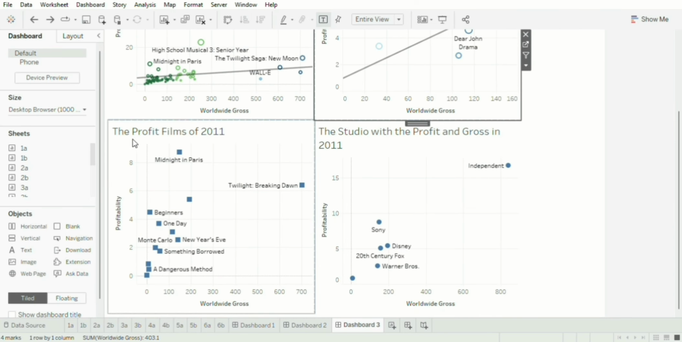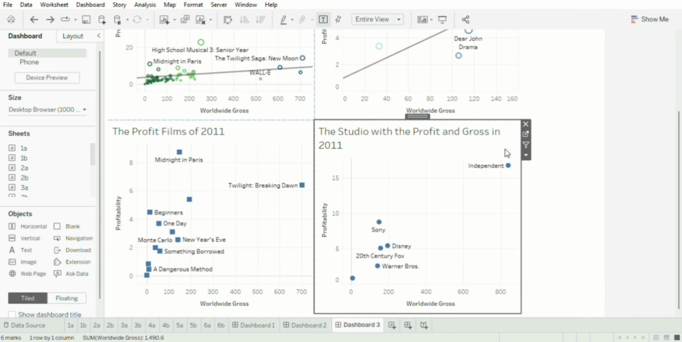Next is the profit film of 2011. As you can see, the highest profit is Midnight in Paris, but the highest worldwide growth is from Twilight Breaking Dawn. As an investor, you will be happy to give money to a film with the highest profit or the highest worldwide growth. And a lot of investors will think again or avoid investing in films like The Wedding Forever, A Dangerous Method, or My Week with Marilyn, because the three films have the lowest worldwide growth and the lowest profitability. So investors maybe don't want to invest more in those three films.